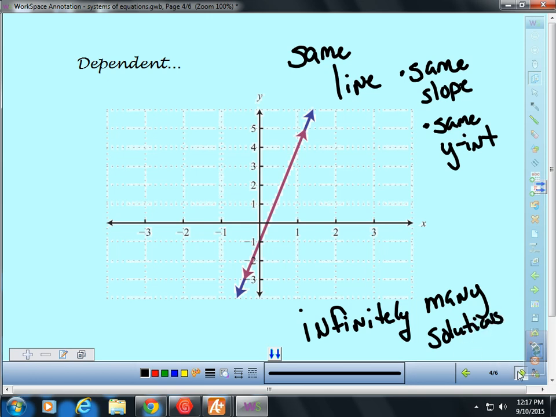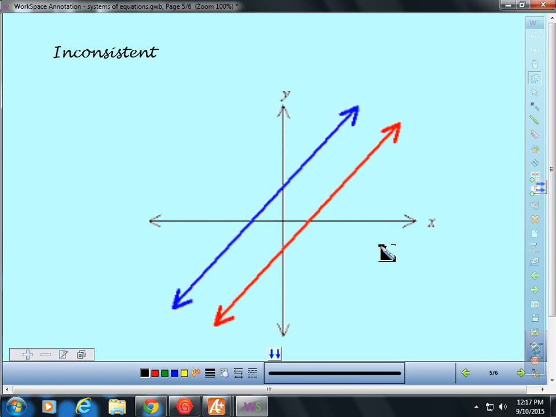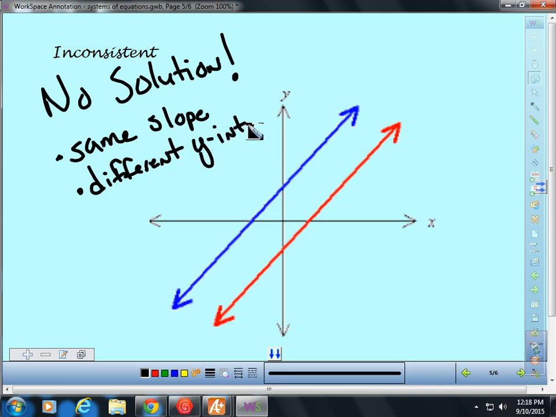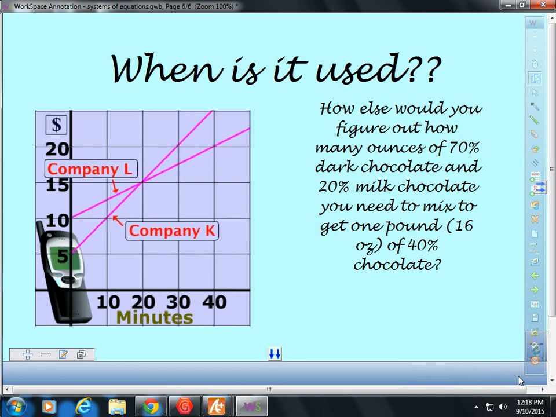Okay? So now we are going to talk about inconsistent. Inconsistent means there is no solution. Okay? They're parallel lines, so they have the same slope and different y-intercepts. Okay? These are people that never meet. They will never see each other.